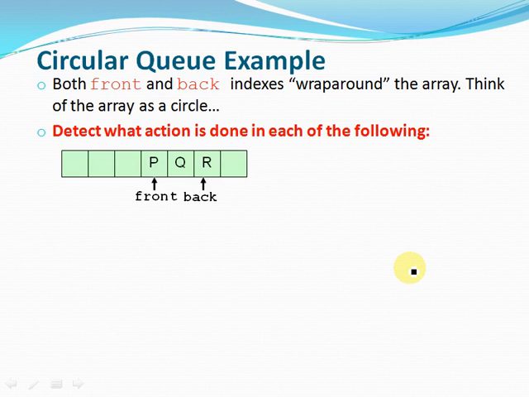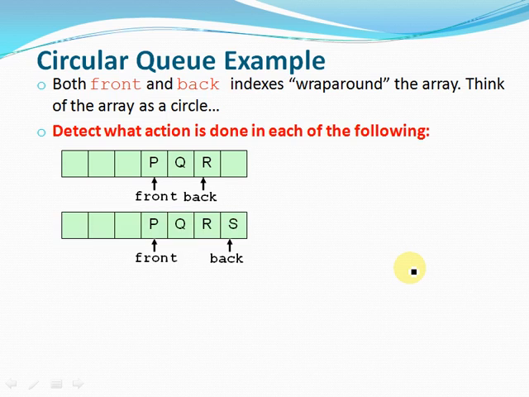Now detect what action is done in each of the following diagrams. Front is P, back is Q. Now here, what action is done? Can you tell me what action is done over here?